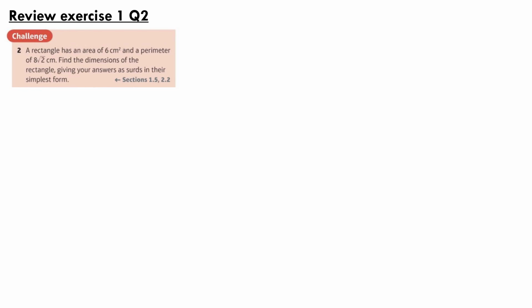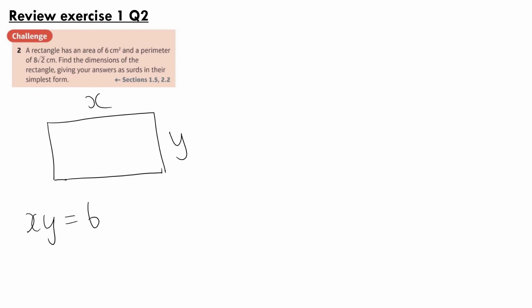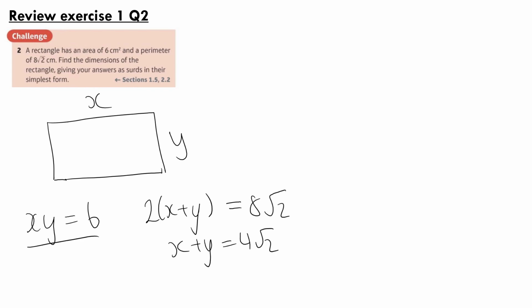Okay, for question 2, a rectangle has an area of 6 centimeters squared, a perimeter of 8 root 2 centimeters. Find the dimensions of the rectangle, giving your answers as surds in their simplest form. So if we draw a diagram of this rectangle, we've got x and y. We know the area, xy, is equal to 6, and we know the perimeter, 2(x plus y), is equal to 8 root 2. So x plus y equals 4 root 2. And now we've got two simultaneous equations which we can solve.